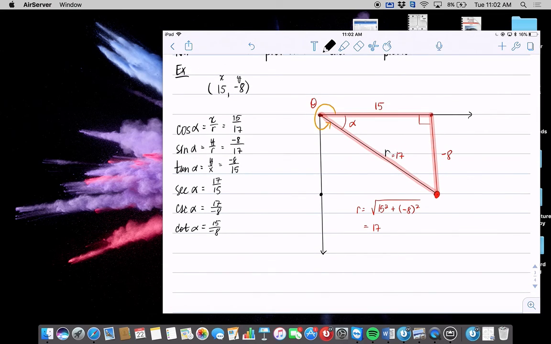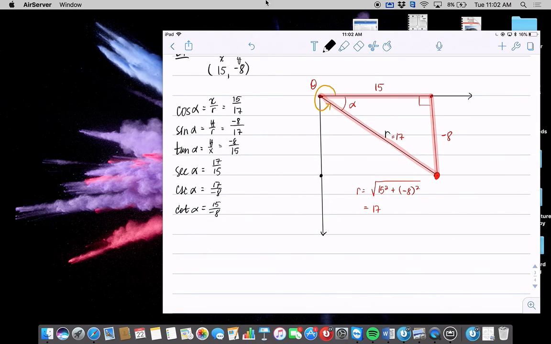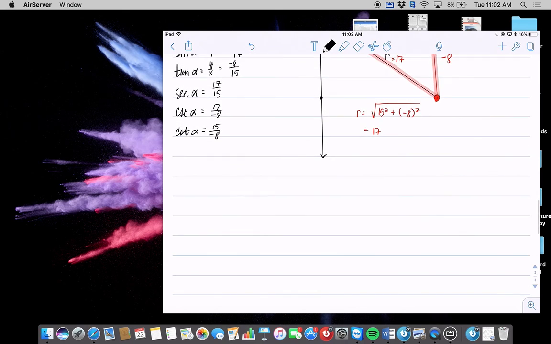Those are how we find all of the trig ratios. Now let's say we wanted to find theta itself. Remember, theta starts at the initial side and goes all the way around to the terminal side. So this is the terminal side. However, it's easier to find alpha in this case, and we'll find theta given alpha. So let's start with alpha.